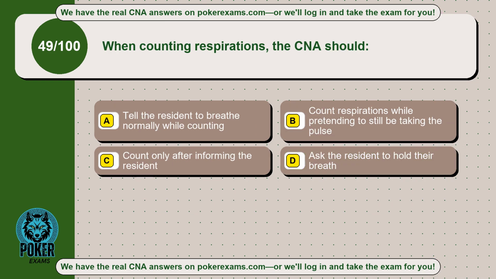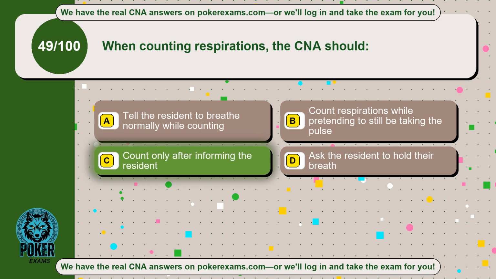Question 49. When counting respirations, the CNA should: Option A. Tell the resident to breathe normally while counting. Option B. Count respirations while pretending to still be taking the pulse. Option C. Count only after informing the resident. Option D. Ask the resident to hold their breath.